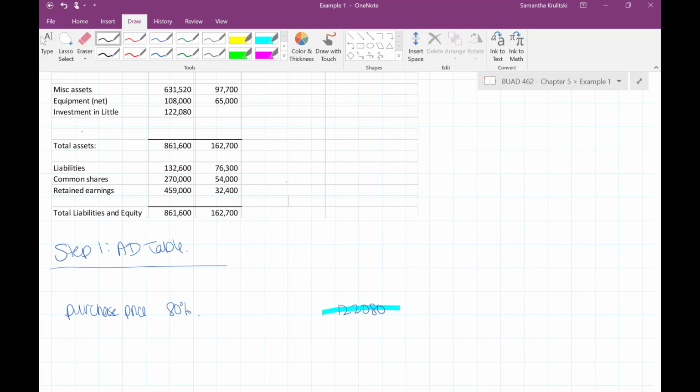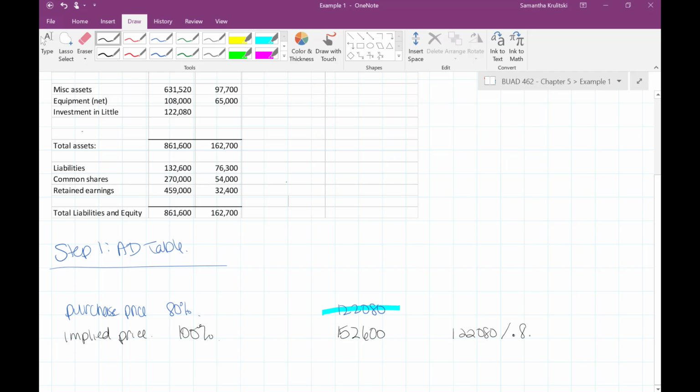Our next step is, what is our implied price? If we had bought 100% of the shares, what would we have paid? Our implied price for 100% of the shares is $152,600. We get this by taking that $122,080 and dividing it by 0.8, or by 80%.